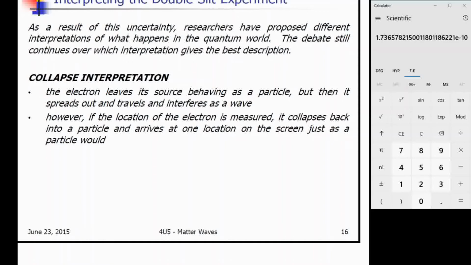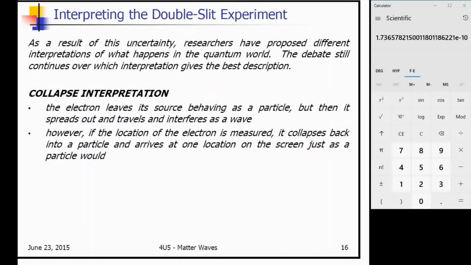So this is the idea, and these are all based on that Dr. Quantum video. So what happens when matter interacts with itself? The collapse interpretation is that as the electron leaves its source, it behaves as a particle, but then it spreads out and it travels and interferes as a wave. However, if the location of the electron is measured, it collapses back into a particle and arrives at one location on the screen, just as a particle would.